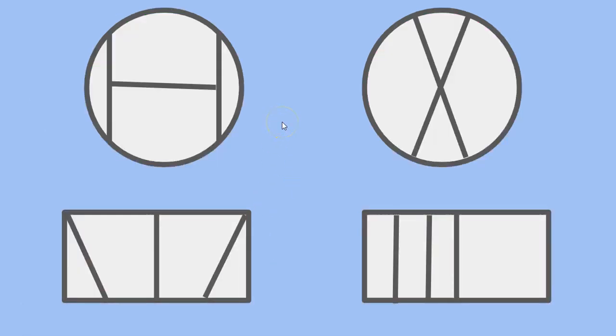Here we have some shapes that were cut into 4 parts that are not equal. These are not examples of fourths or quarters because they are not equal in size.